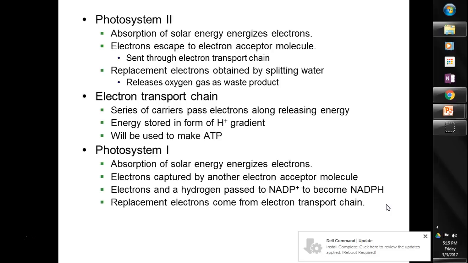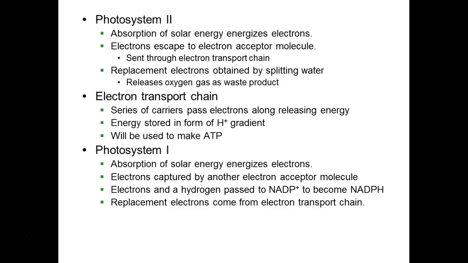The electron transport chain that is between these two photosystems is a series of carriers that are capable of passing electrons along. As they pass the electrons along, they are going to synthesize ATP. They pump protons or hydrogen ions across a membrane, the thylakoid membrane, which creates a gradient, and this gradient is used to drive the production of ATP through a process known as chemiosmosis. This chapter doesn't discuss chemiosmosis in a lot of detail. We'll actually see more detail in the next chapter on chemiosmosis.